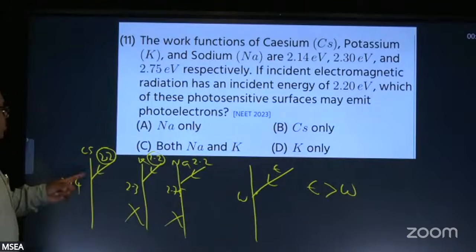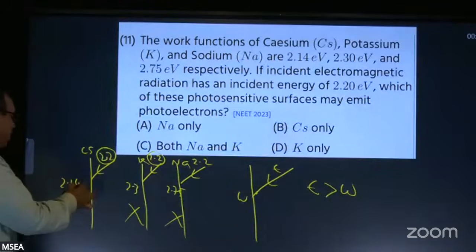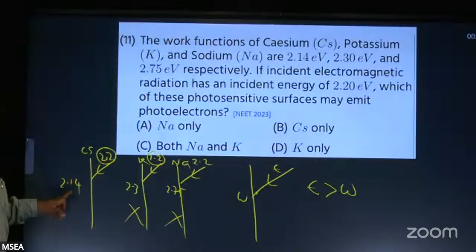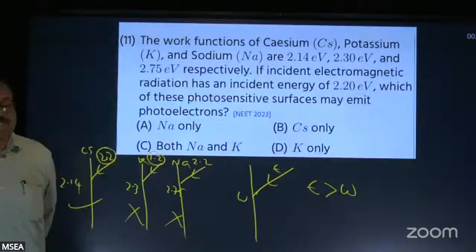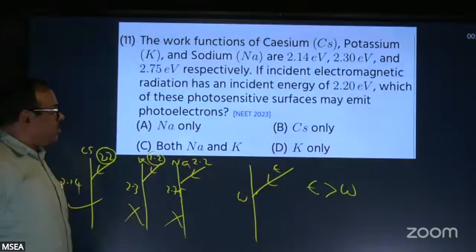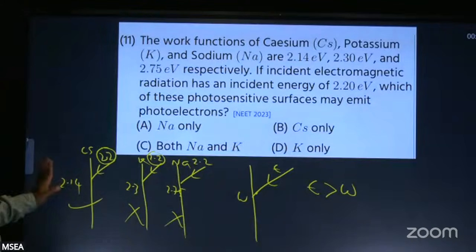Therefore, you can get the photoelectron here. 2.2 is falling on this one, and this energy is more than the work function. That's why from cesium we can get photoelectrons emitted. So this one you must remember.